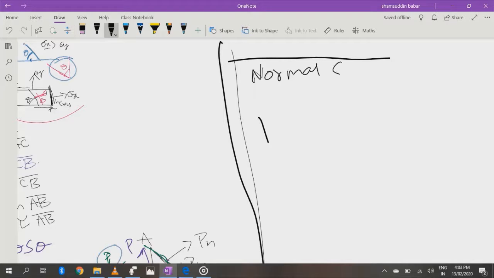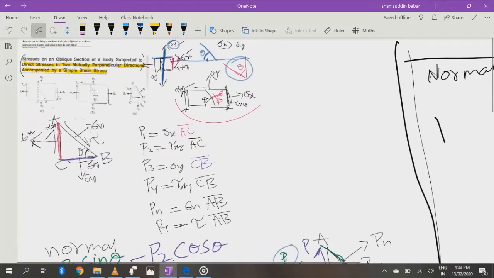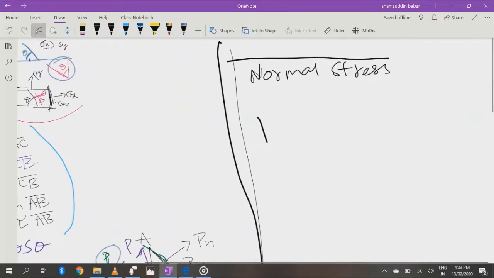Normal stress. So from the previous formula, if I put all the values of force, P1, P2, P3, P4, which I have already derived here, then I will get this formula.